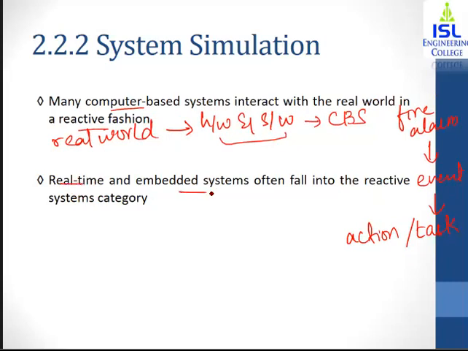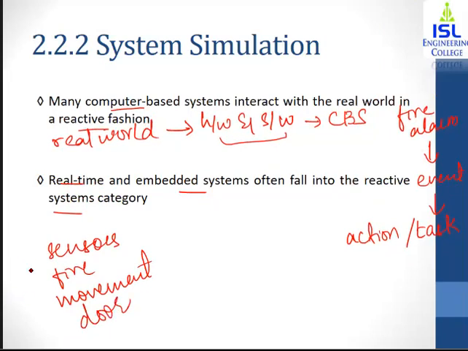Real-time and embedded systems often fall into the category of reactive systems. That is your fire alarms, it can be all types of sensors. It can be your fire sensors, the movement sensors, different types of sensors, door sensors. These are all your embedded system applications. All of these embedded systems and real-time applications are called your reactive systems.